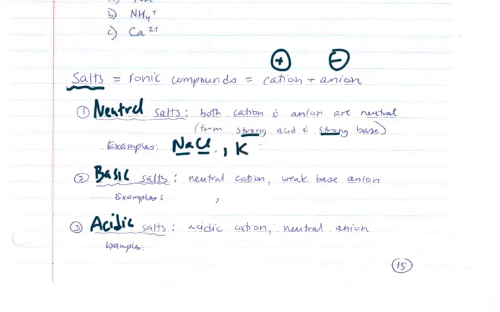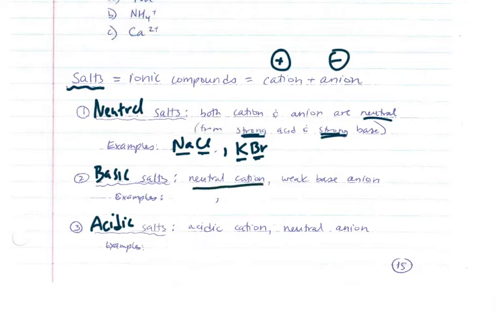Another one would be potassium bromide. The K comes from KOH, potassium hydroxide, which is a strong base. And the bromine comes from hydrobromic acid, which is a strong acid. So all of these ions, the sodium, the chloride, the potassium, and the bromide, are all neutral ions. So when you add those to water, you have a neutral solution. They are neutral salts.